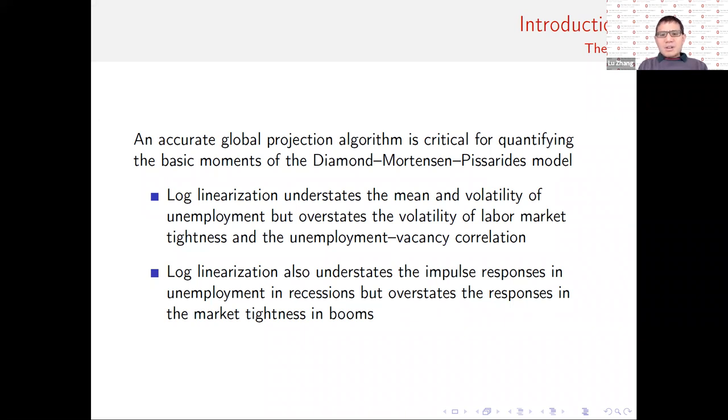In addition, log linearization also understates the impulse responses in unemployment rates in recessions, but overstates the responses in the labor market tightness in booms. And finally, we also show that in a more realistic model with capital, second order perturbation tends to be quite inaccurate.